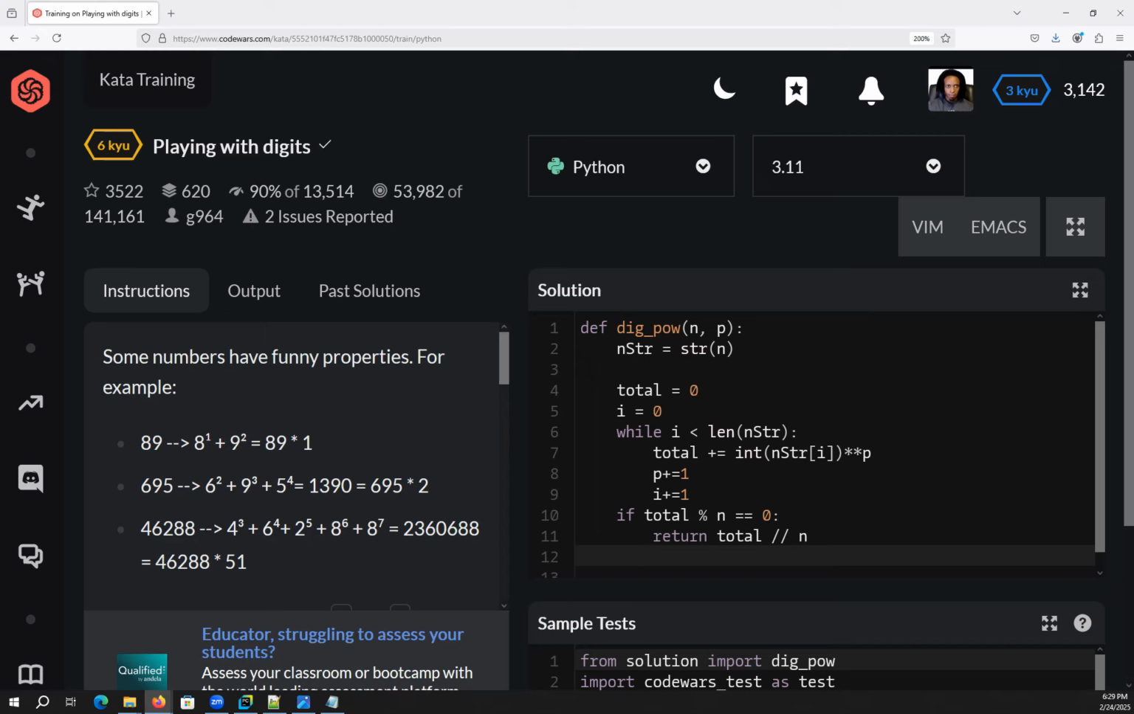There exists the possibility that there is no k. If total is not divisible by n, I hope I'm saying that right, there's no k, and I'm going to return -1. There we go, folks. I think that's it.